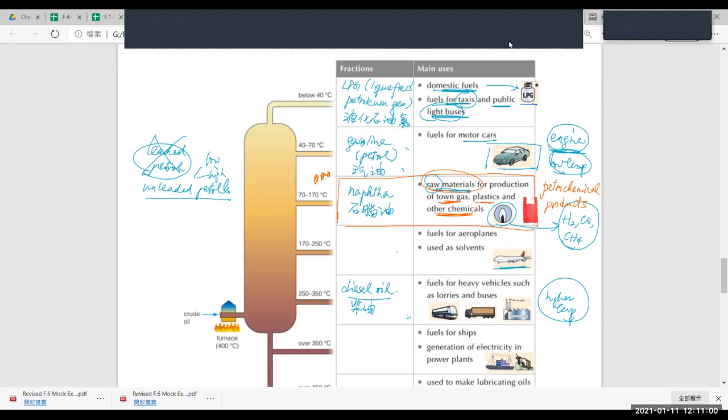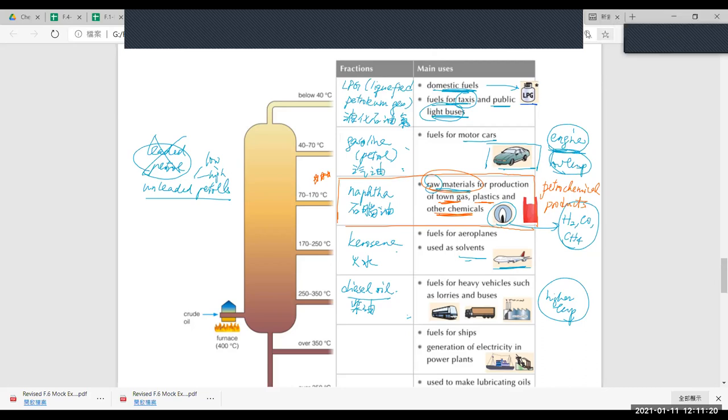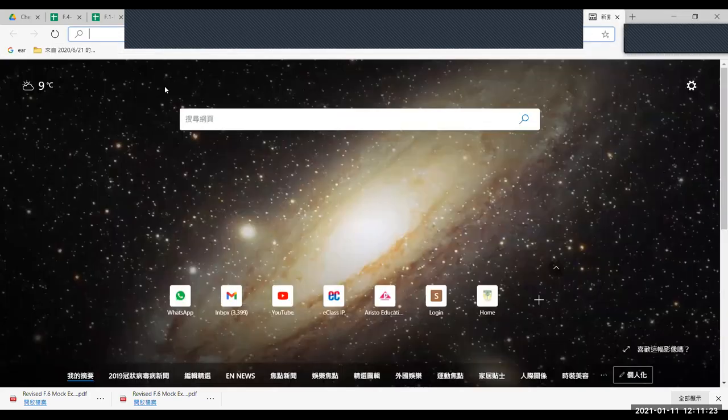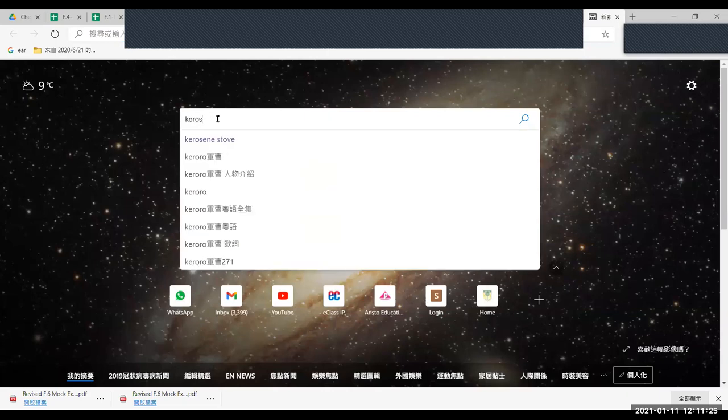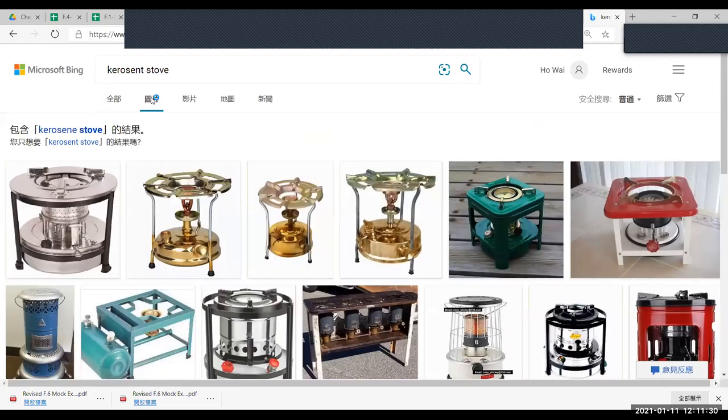We have got jet fuel, and it's used as a solvent. What is that in English? We call it kerosene. 火水. And it was once our household fuel in the past. Okay, how do I know? Have you searched on the web kerosene stove? Now, have you ever seen that?